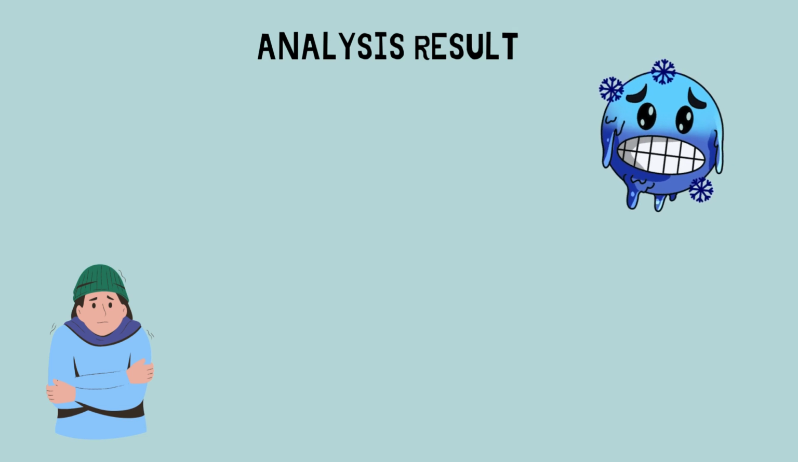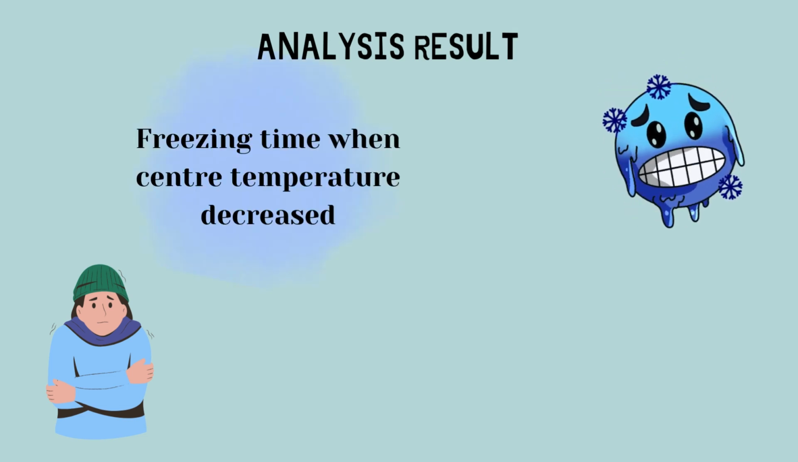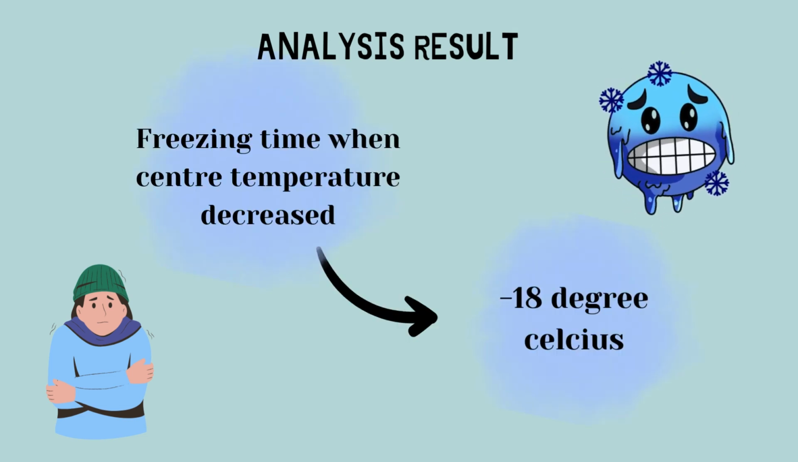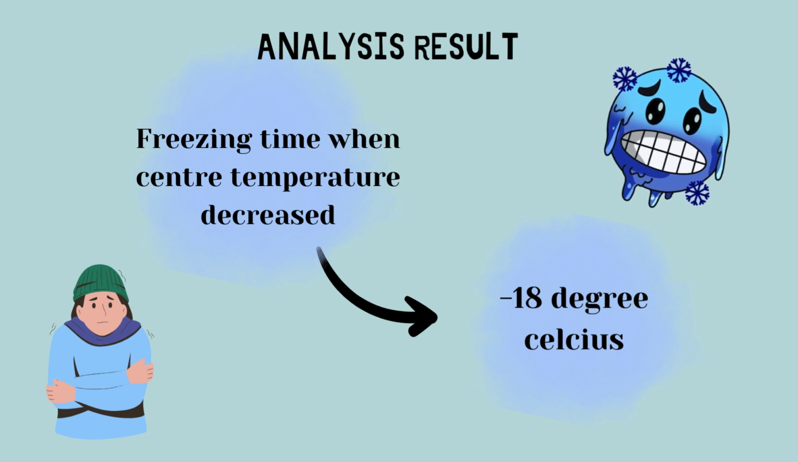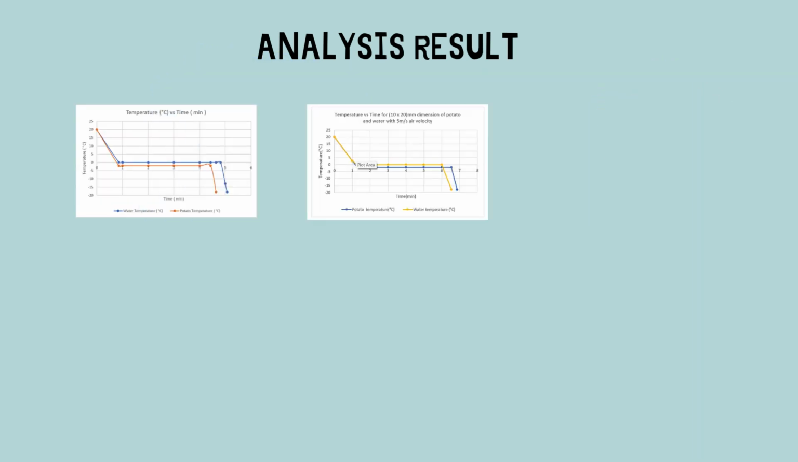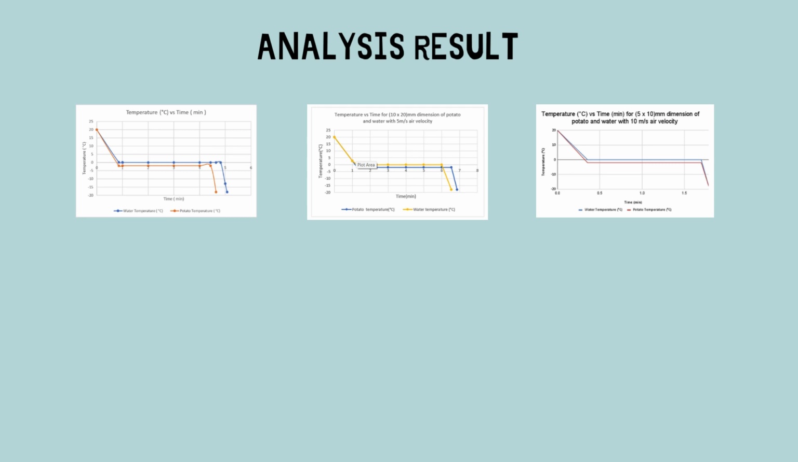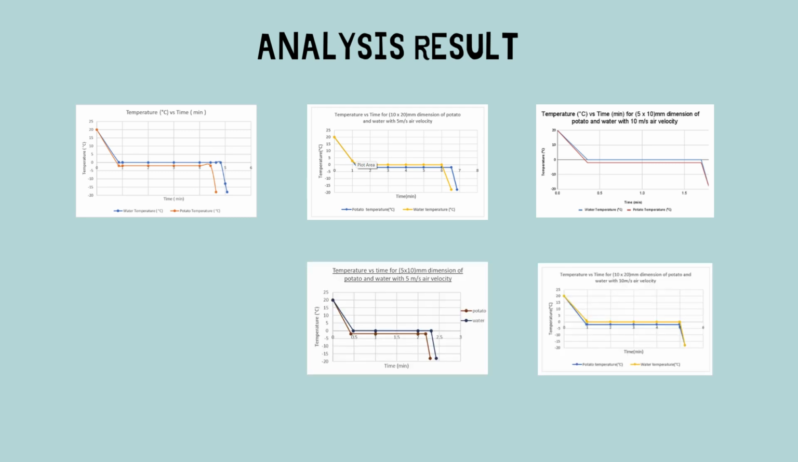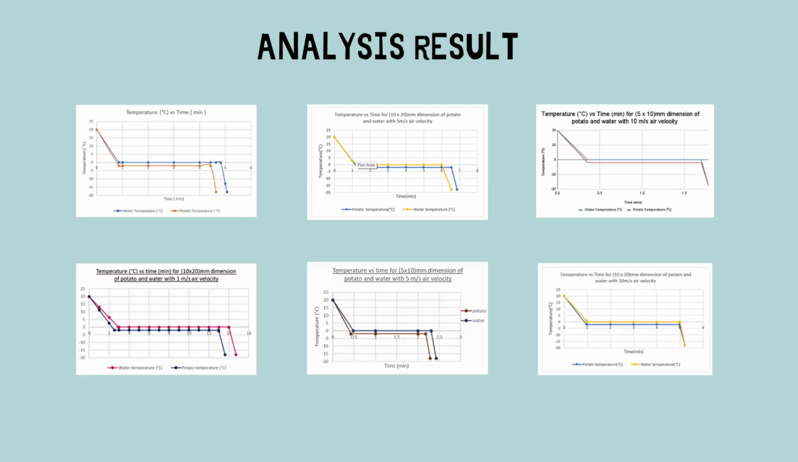This experiment involved obtaining freezing time when the center temperature decreased to negative 80 degrees Celsius. Temperature-time data were obtained for each trial and 6 graphs were created for similar operating conditions. The operating conditions that were adjusted were the diameter, length of the product, and air velocity. Based on all 6 graphs of temperature versus time for potato and water, we can see that as the time increases, the temperature of both potato and water decrease.